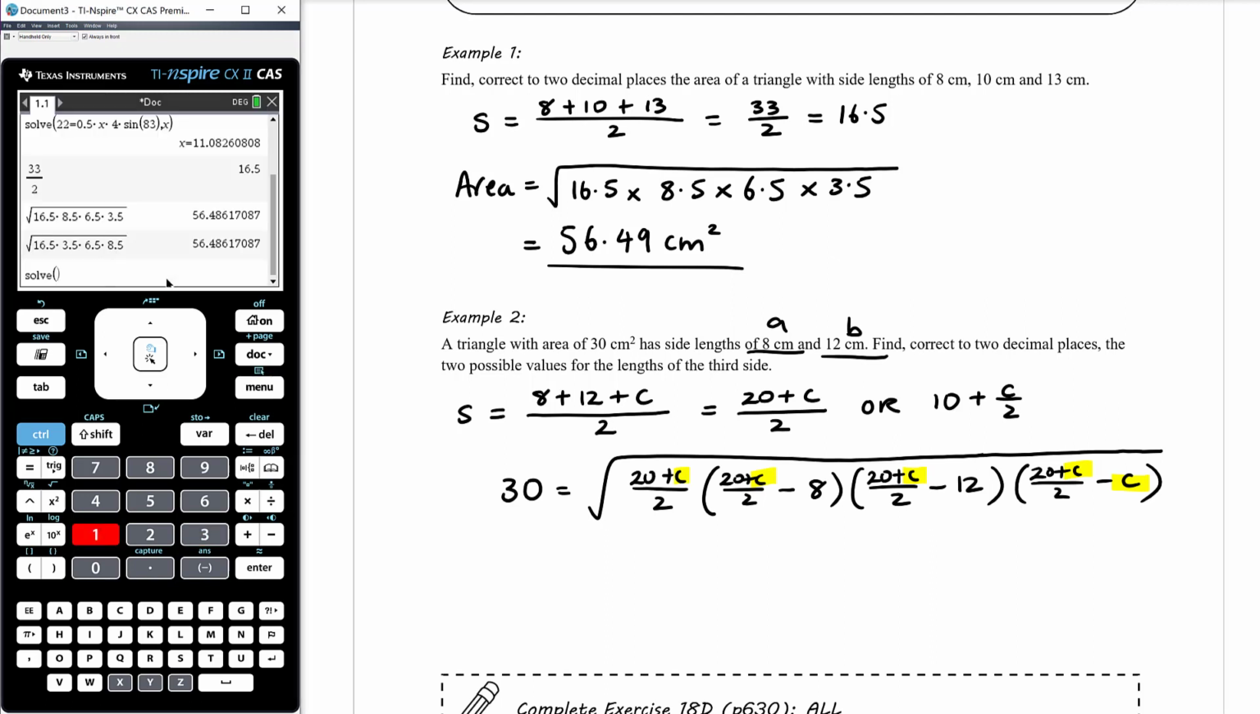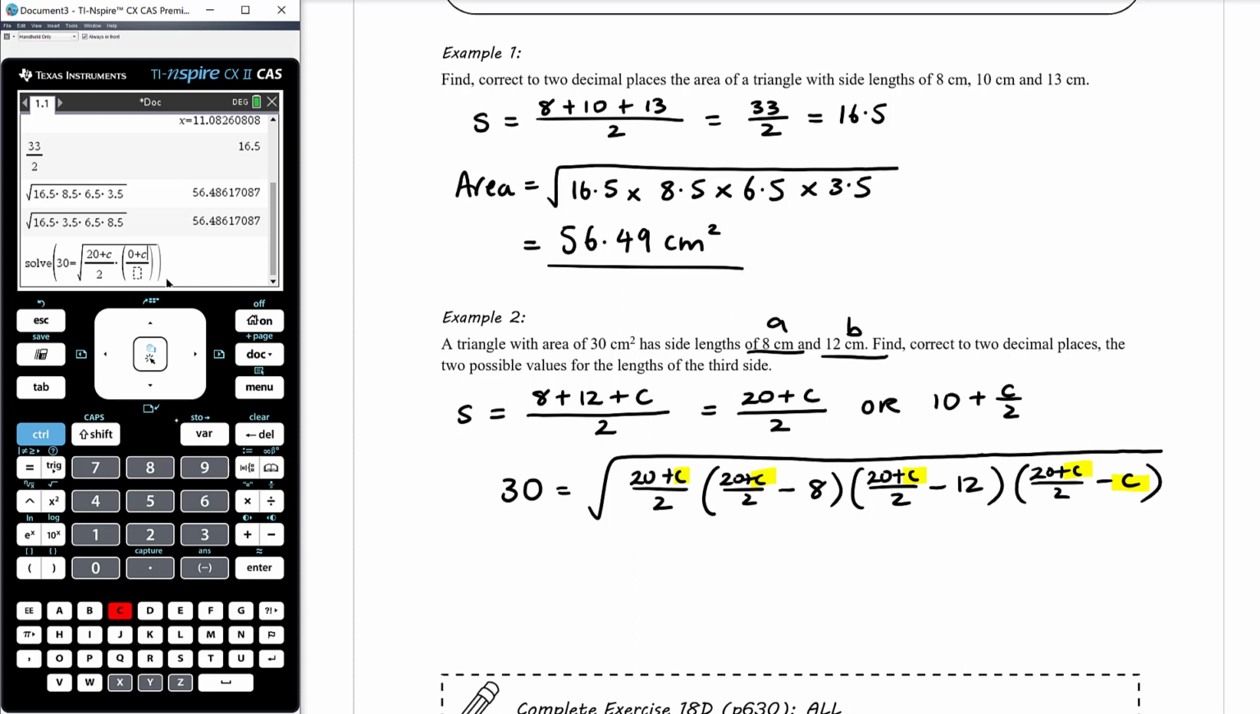So menu 3, 1, we're going to have 30 equals the square root of 20 plus C over 2, times bracket, same fraction again, 20 plus C over 2, minus 8, times the fraction 20 plus C over 2 minus 12, there's that bracket, times, nearly there, 20 plus C over 2 minus C.